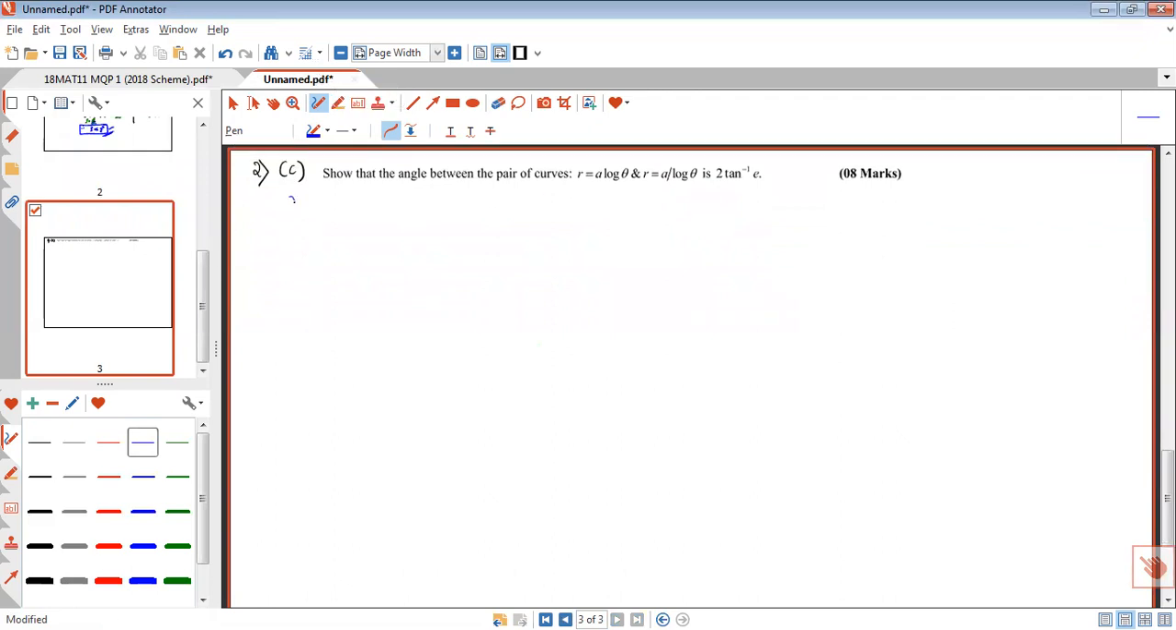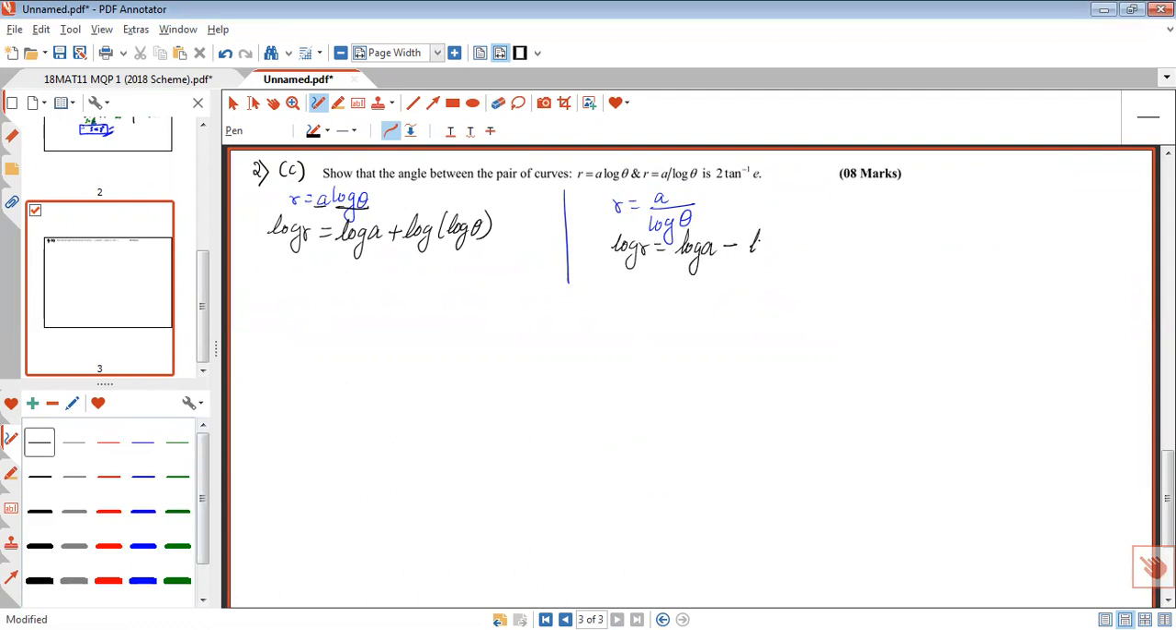Given r is equal to a log theta and one more curve r is equal to a divided by log theta. So for the polar curve, we should take log on both sides first. So log r equals log a plus log of log theta, because log of m into n is log m plus log n. So log of n is log theta. Similarly here also, log r equals log a minus log of log theta, because log of m divided by n is log m minus log n. So log of n is log theta.